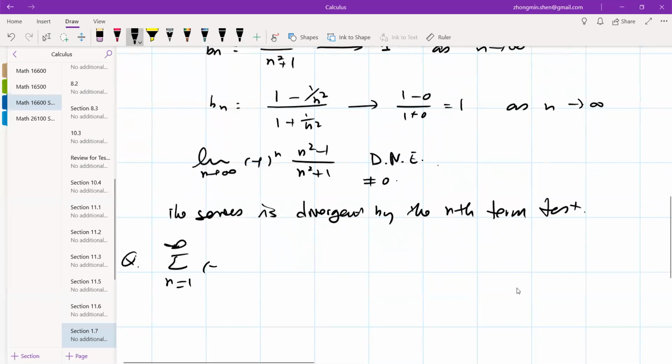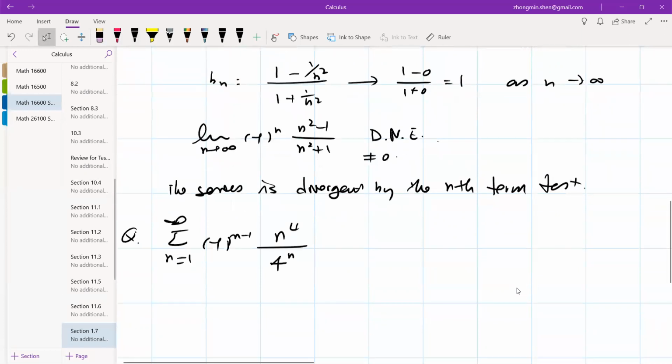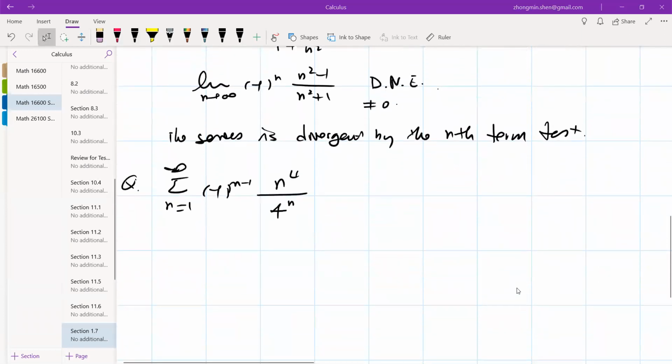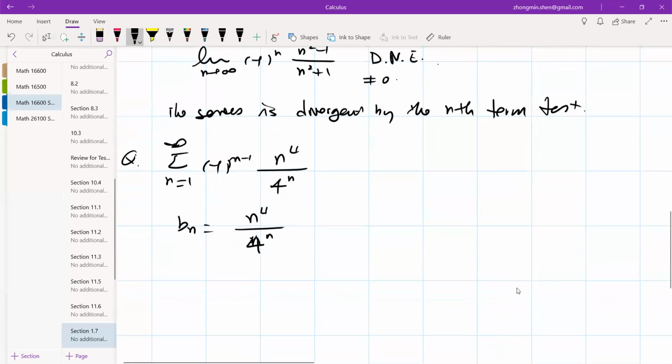Sometimes it's divergent. Now this is an alternating series. Is it convergent or divergent? Well, you have to look at this Bn. Let's try to use the alternating series test to prove it's convergent. So the question is whether Bn is decreasing.